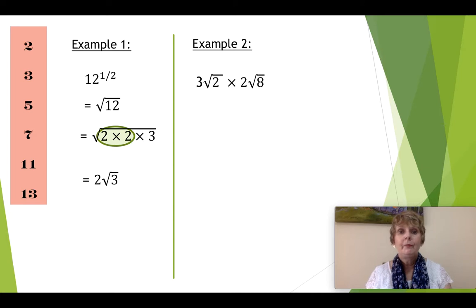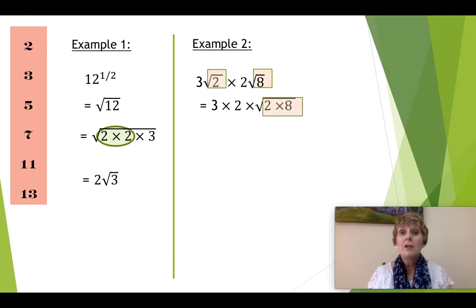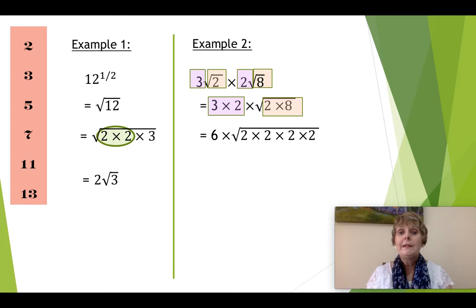Example 2. 3 square root 2 times 2 square root of 8. We're going to group the numbers inside square roots together, and we're going to group the integers in front of them together. 3 times 2 is 6. Inside the square root we have 2 times the prime factors of 8. Once again, we're going to group the numbers in pairs of 2, and for each pair you take out one of those numbers. And that's how you get the answer of 24.